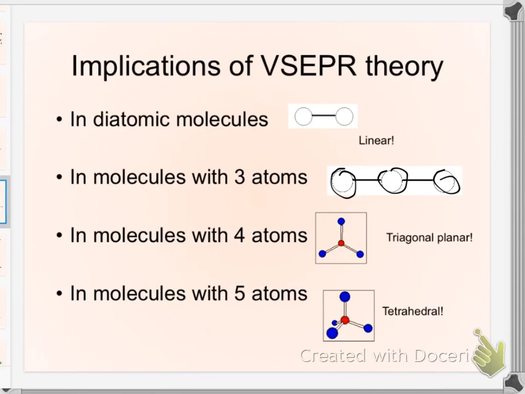If you have 4 atoms, and this is like our NO3, our nitrate ion, the farthest they can get apart from one another is on a flat plane out at the points of an equilateral triangle. And we call this, because, you know, chemistry people are so creative, trigonal planar. It's all in one plane, and it's a triangle.